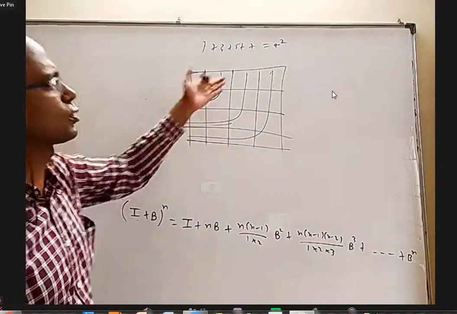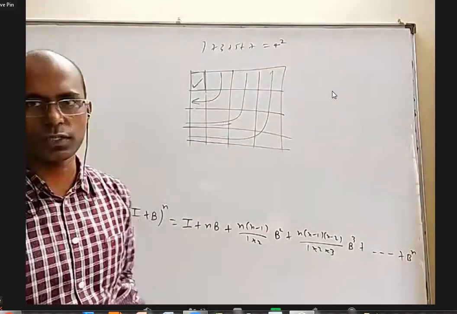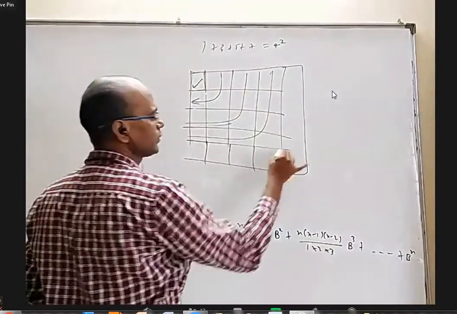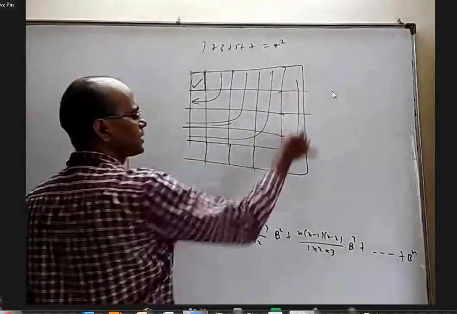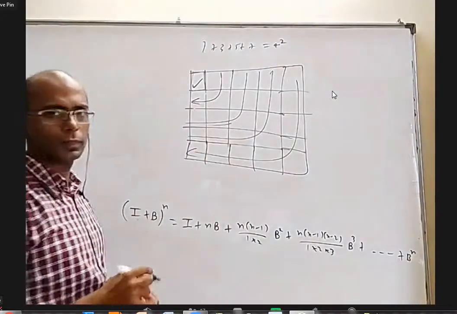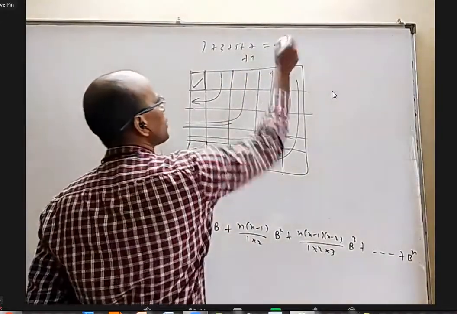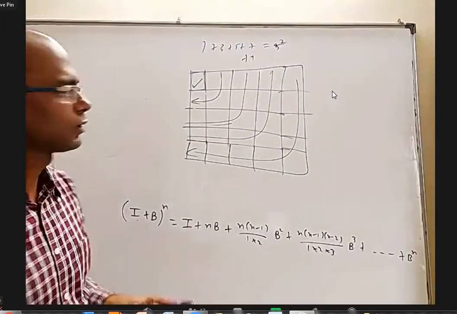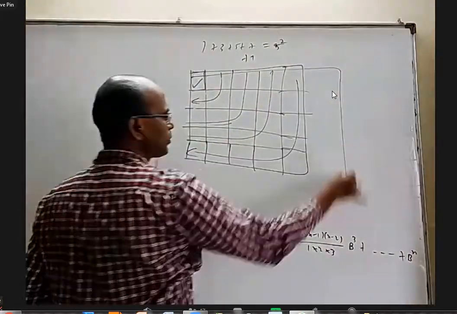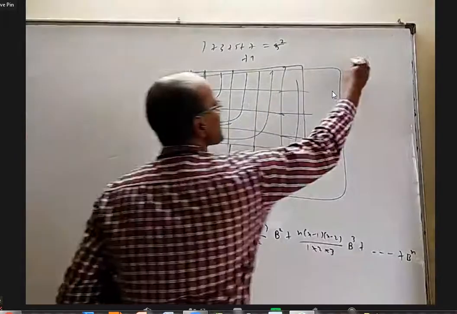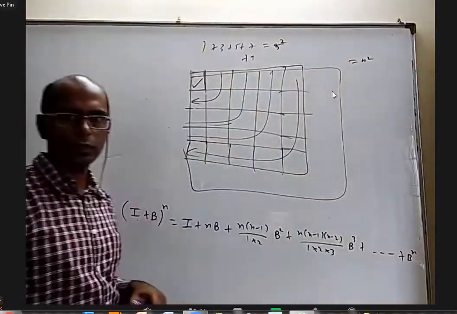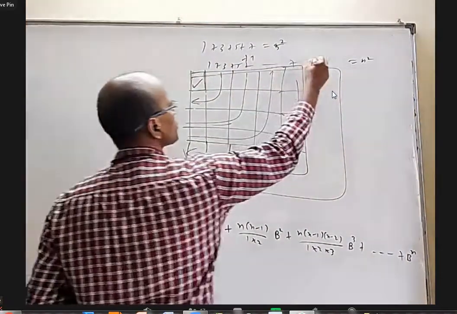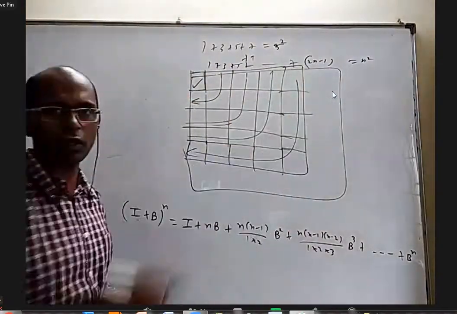There are two ways to count. One way to count is this, another way to count is this. If I put one more, a 5 by 5 grid, then this will be how many? 9. And this is obviously 5 square because 5 rows and 5 columns, right? If I take an n by n grid, my answer will be n square. And here you will get 1 plus 3 plus 5 and so on up to 2n minus 1, the sum of the first n odd numbers.